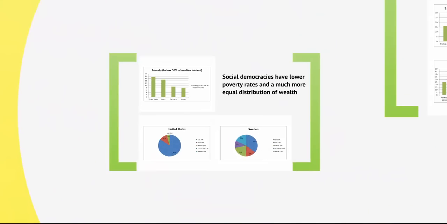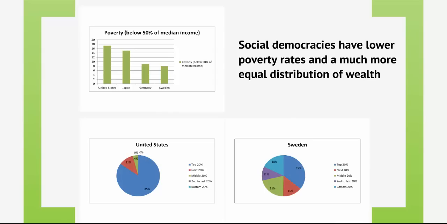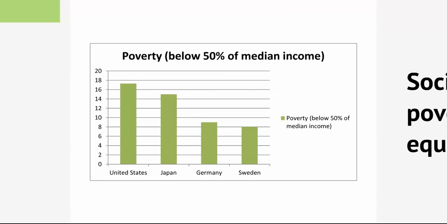Let's conclude with a few statistics to see what difference these models make. So first, let's take a look at levels of poverty and levels of equality within society. As you might expect, because of the explicit focus on leveling out inequality, social democracies tend to have much lower poverty rates and much more equal distribution of wealth. So here is poverty calculated as being people living below 50% of the median income. And as you can see, the United States and Japan have relatively much higher levels of people living below this level than Germany or Sweden.